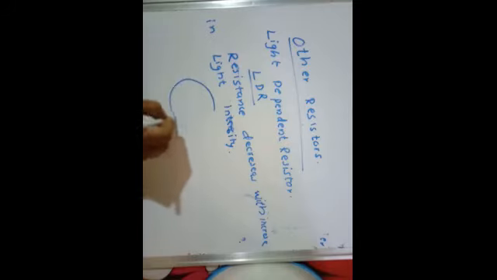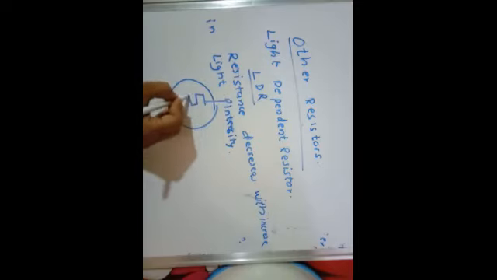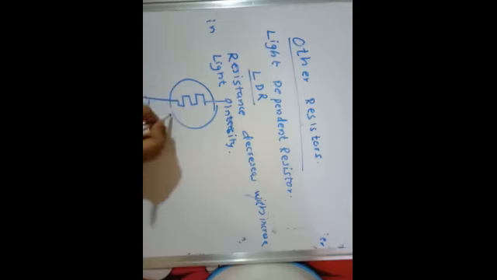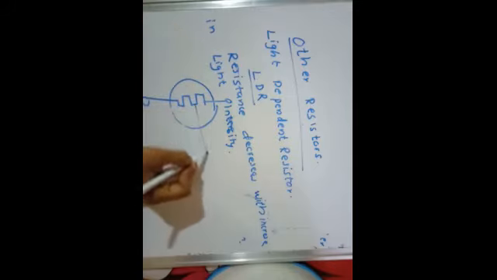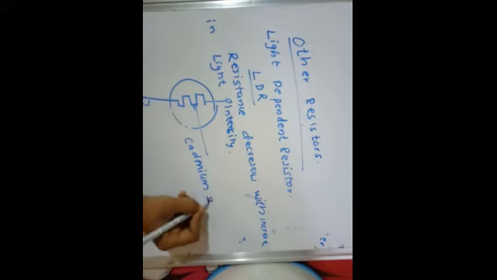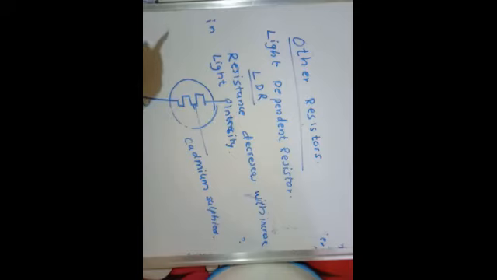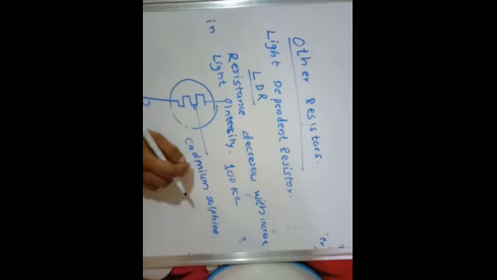So the symbol of this light dependent resistor is in this way. See, it is the symbol of light dependent resistor. Okay. So cadmium sulfide material is used for this purpose. Its dark resistance is about 100 kilo ohm. The dark resistance of the light dependent resistor is 100 kilo ohm, and it decreases with increase in light.